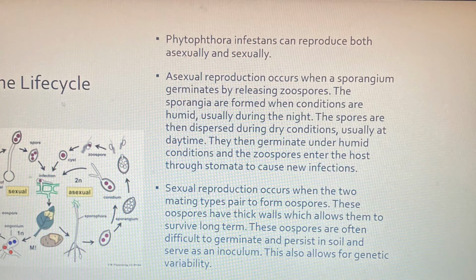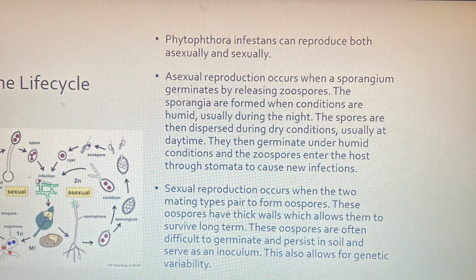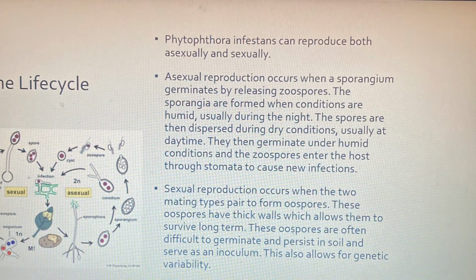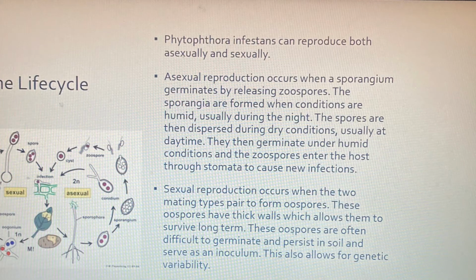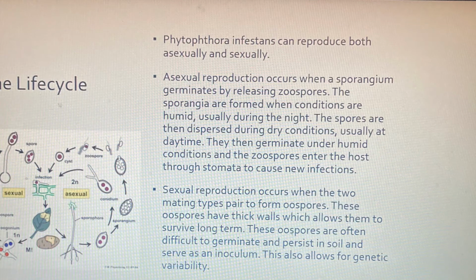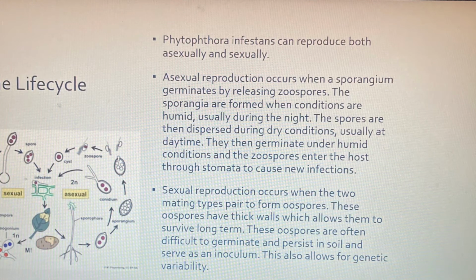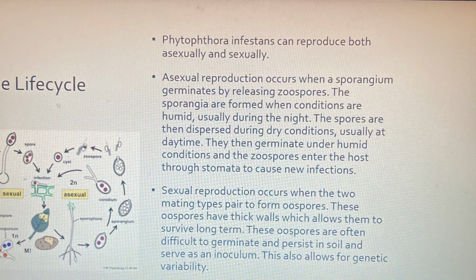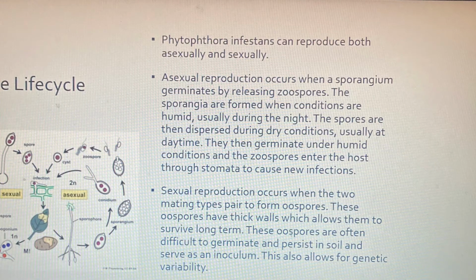new infections. The sexual reproduction occurs when the two mating types pair to form oospores. These oospores have thick walls which allow them to survive long term. These oospores are often difficult to germinate and persist in soil and serve as an inoculum. This allows for genetic variability.